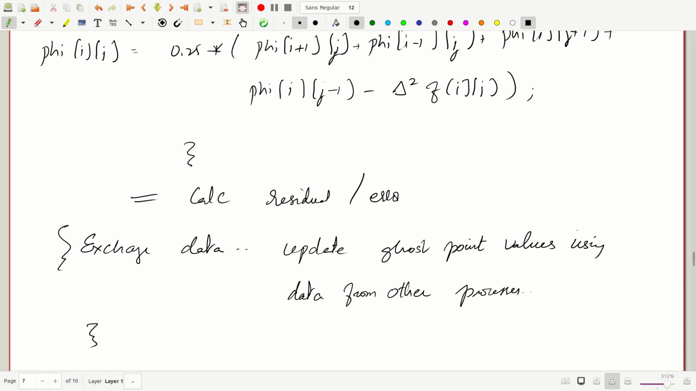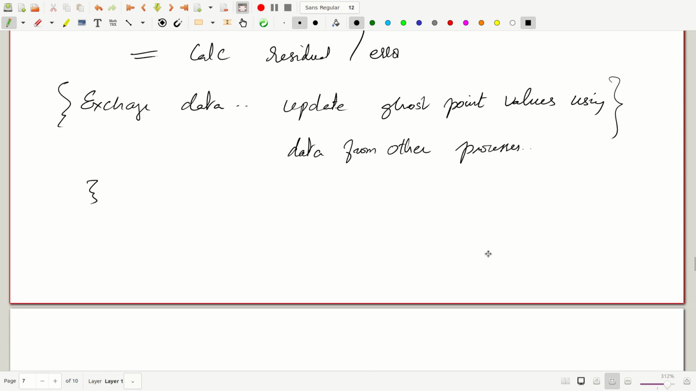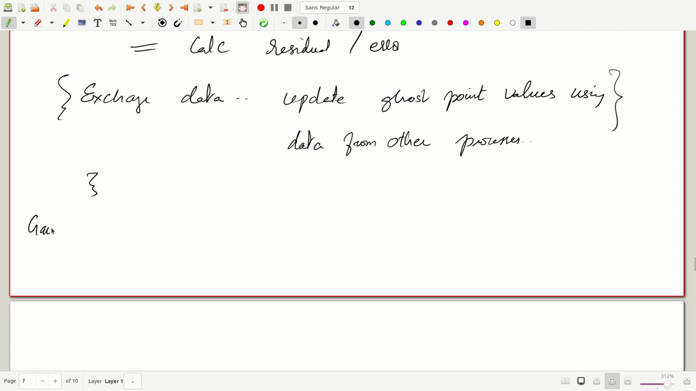Now this exchange is what you need to do every iteration, because we are going with the Jacobi method. Okay, all right, so that kind of finishes the implementation of Jacobi method in 1D and 2 dimensions. Then let us take a quick look at the Gauss Seidel method, the Gauss Seidel iterative method.